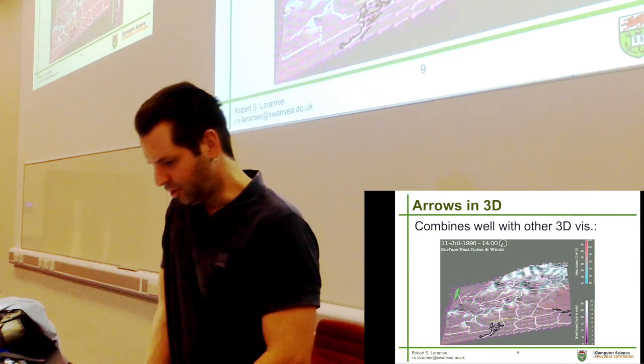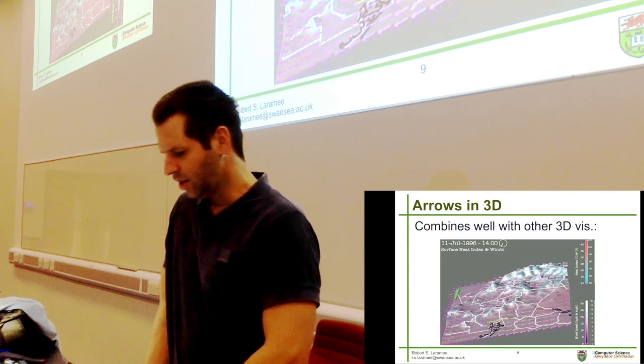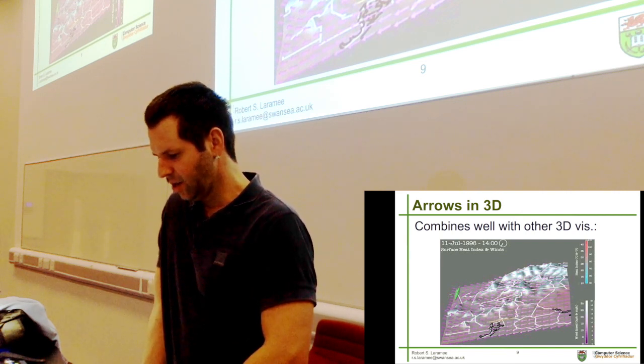This is an example of some terrain and then flow vector field arrows combined on the terrain that show, for example, the direction of wind.